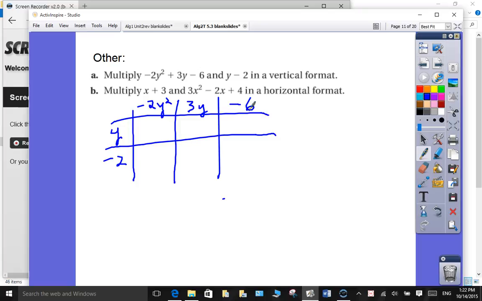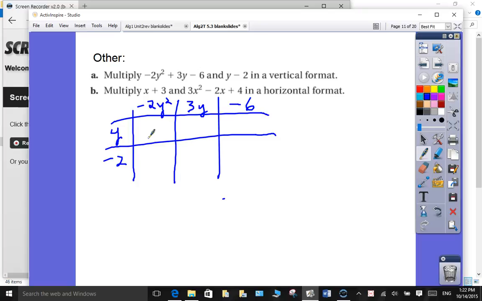And now I'm going to fill in the grid by multiplying. If I want to fill that square, then I'll multiply what's at the left and what's on the top, and I'll put the result there. So fill in all 6 blocks. So the first one is negative y times negative 2y squared, which is what? Negative 2y to the third, right?